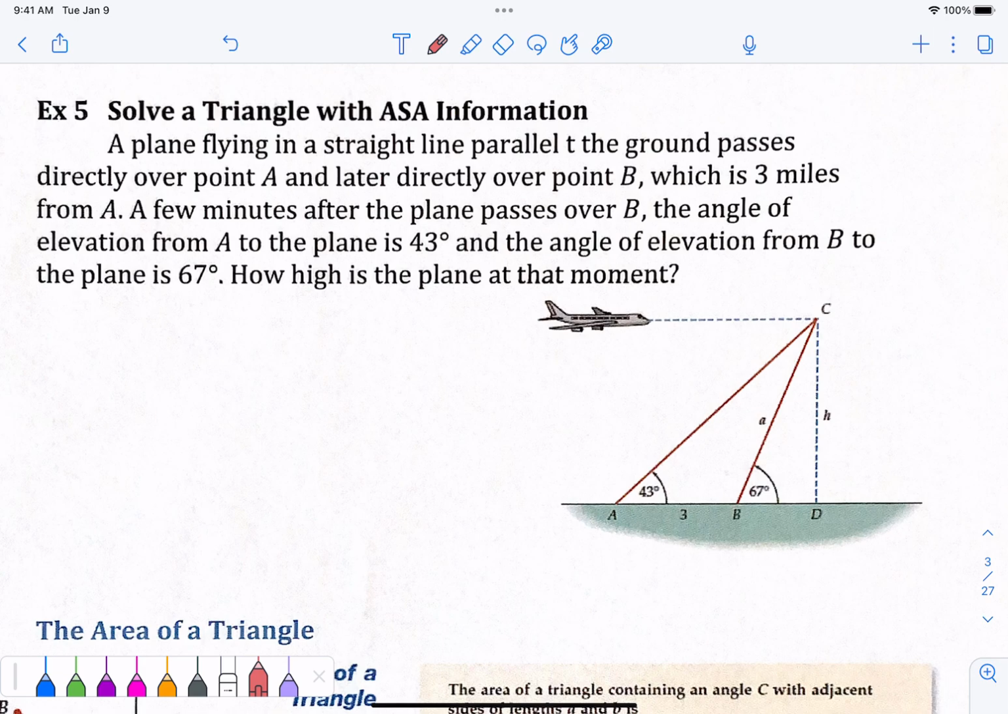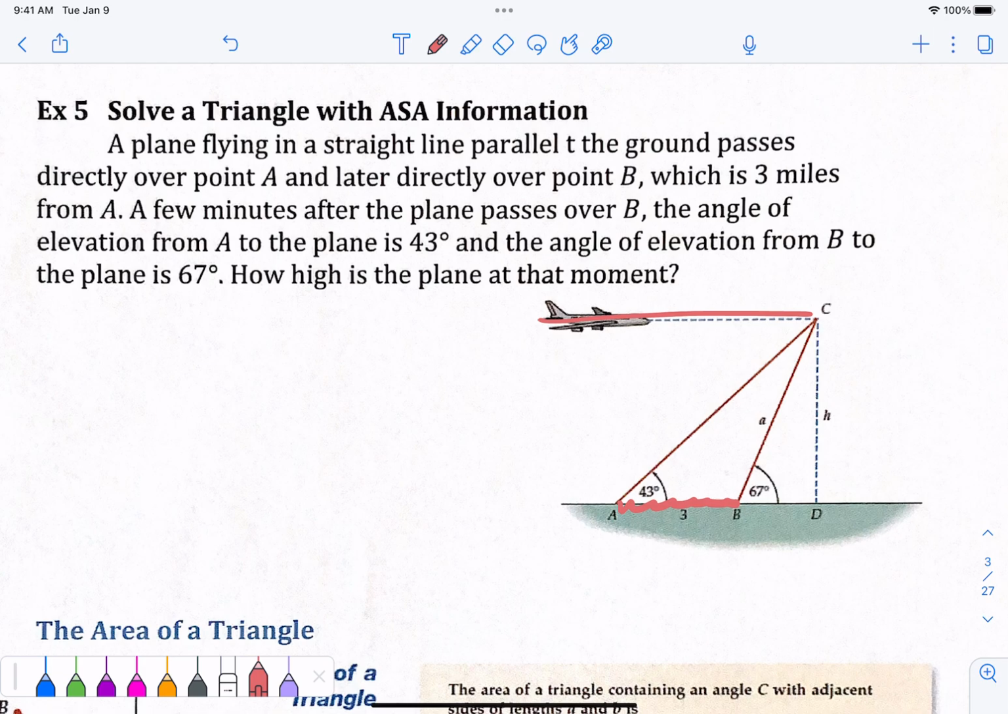A plane is flying in a straight line parallel to the ground, so they have kind of this horizontal line coming off of it that passes directly over point A, and then later on directly over point B. They have these triangles set up. Point A and point B are 3 miles apart. You can see that labeled on the diagram there.